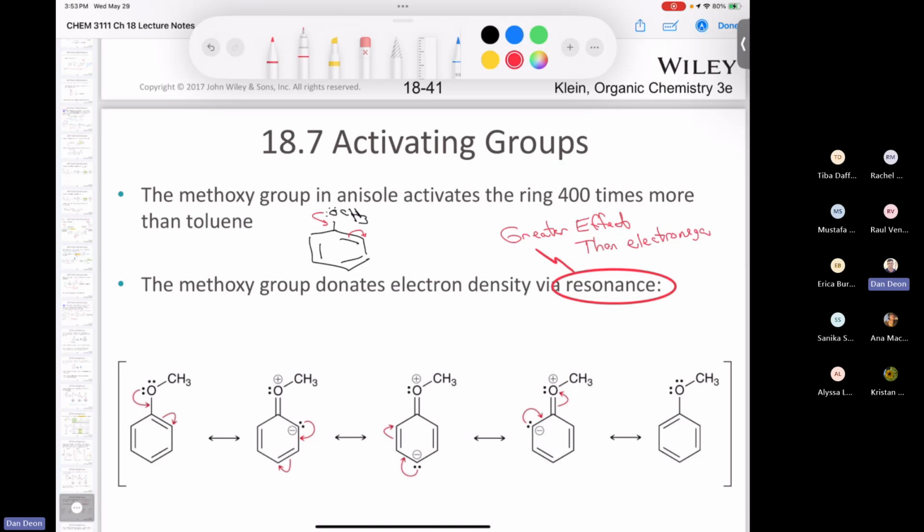Sorry, my Apple Pencil is slower than what I'm writing, so it's kind of funny. So you see all the resonance forms here of anisole, where you can see that there's a negative charge here, here, and here in the ring. So obviously the oxygen does donate electron density, okay?